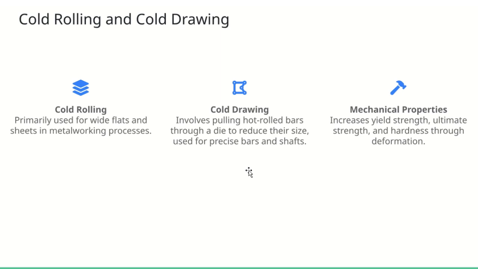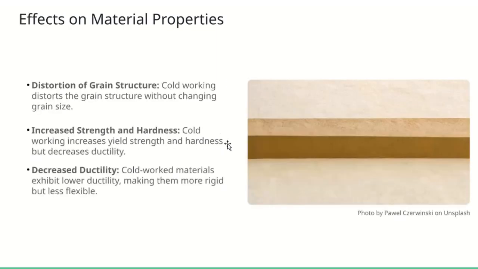Cold rolling is primarily used for wide flats and sheets in metalworking, and cold drawing involves pulling hot rolled bars through a die to reduce their size, used for precise bars and shafts. Mechanical properties: it will increase the yield strength, ultimate strength and hardness through deformation. So these are the advantages of it.